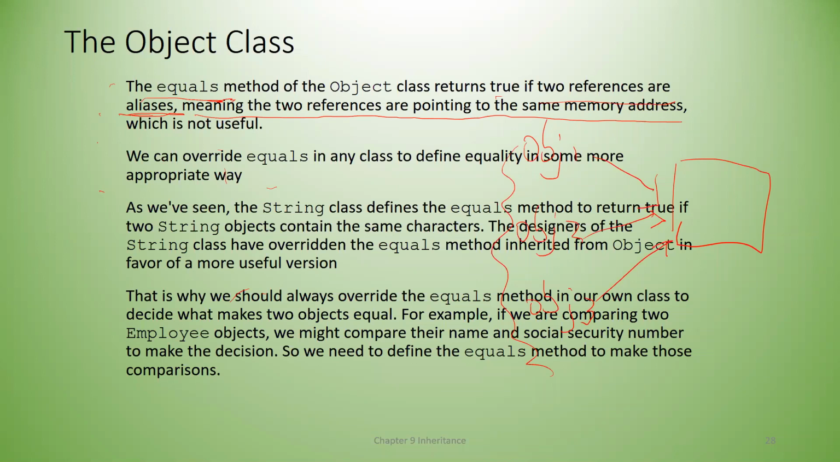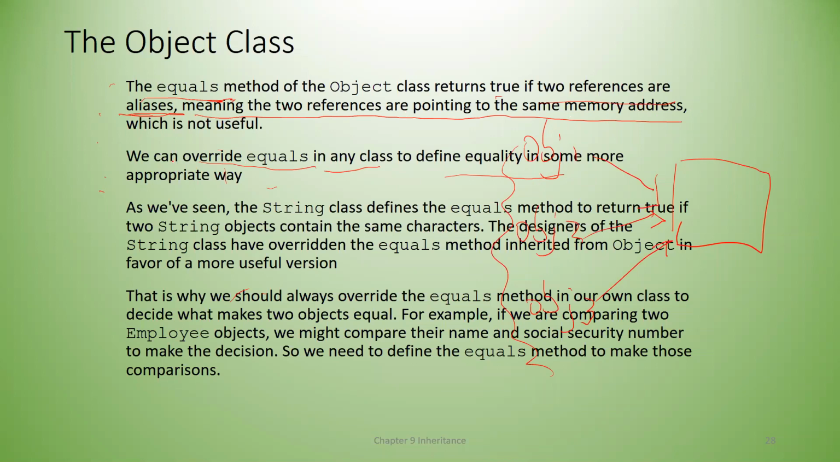Think about it. When you talk about two students, right? If the two students have exactly the same name, same age, same banner ID, then they are the same. They can still be two different objects. One is fake, the other is real. You can say that. So that's when the equals method doesn't work if it tests only the memory address. So we have to override the equals method in any class to define equality in a more appropriate way. Okay.